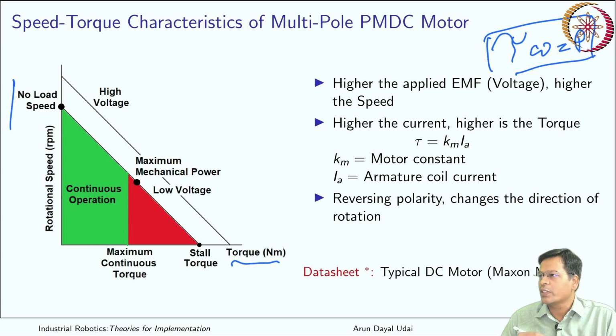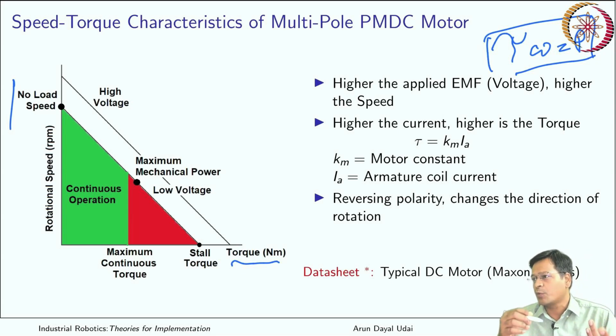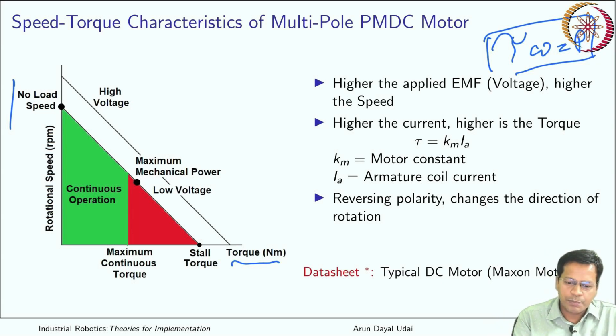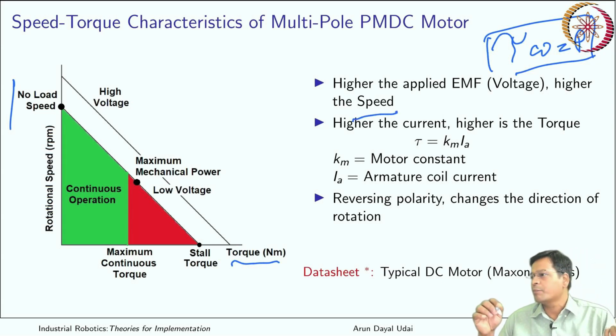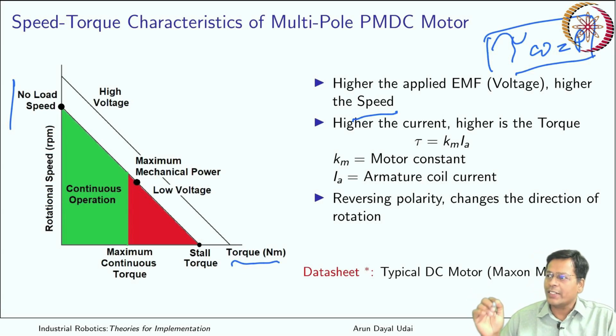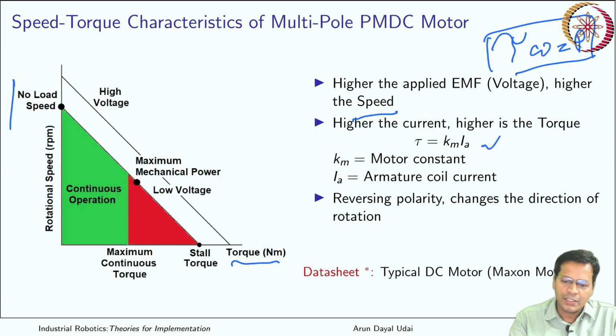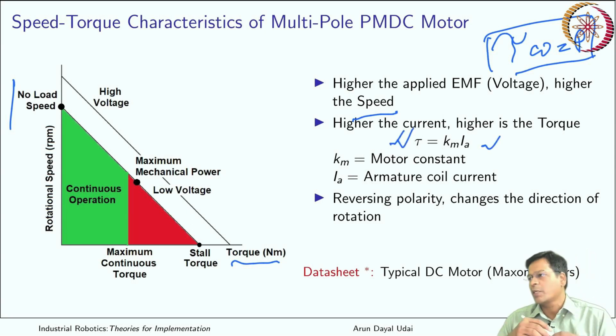Higher the applied EMF, that is the voltage, higher is the speed. So in order to control the speed of a DC motor, you have to apply more voltage to it. So effective voltage should increase. Higher the current, you can increase the torque. So both of them can be controlled. Higher the torque means higher current is flowing through your conductor.